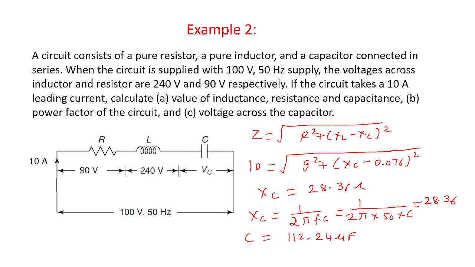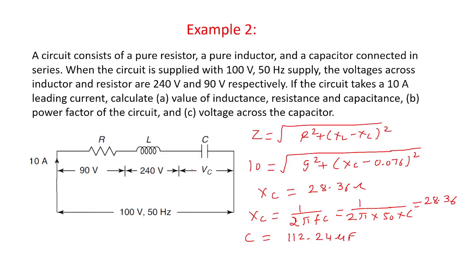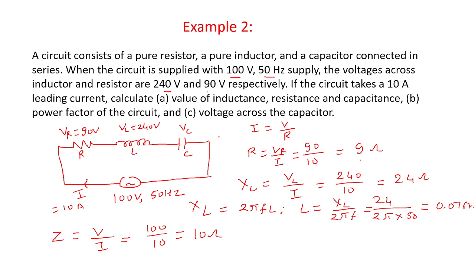And we have done the first part for the calculation of inductance, resistance, and capacitance. Now we need to find the power factor of the circuit. And power factor is what? It's nothing but cos phi, which is equal to R divided by Z. R is equal to 9 and Z is equal to 10. So power factor is 0.9. So here you can see R is 9 and Z is 10. So power factor is 9 by 10, which is 0.9.